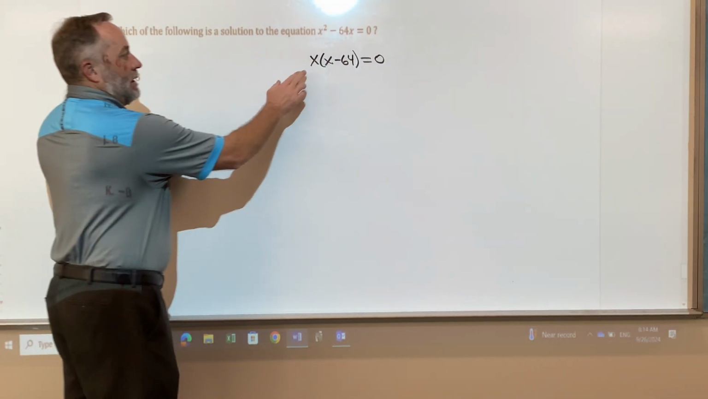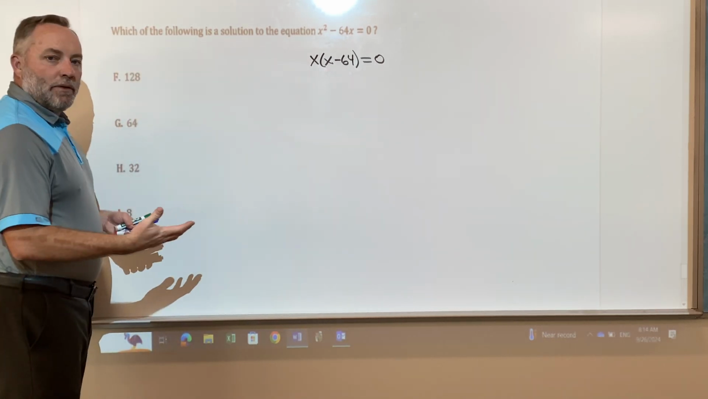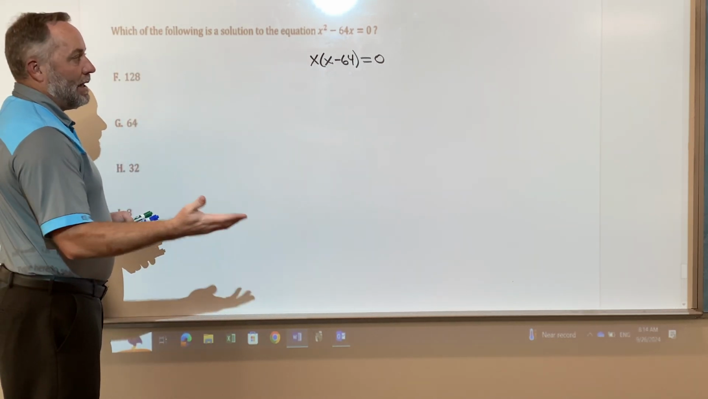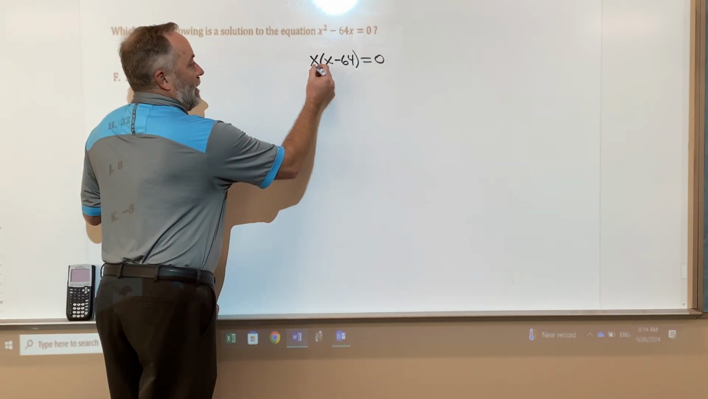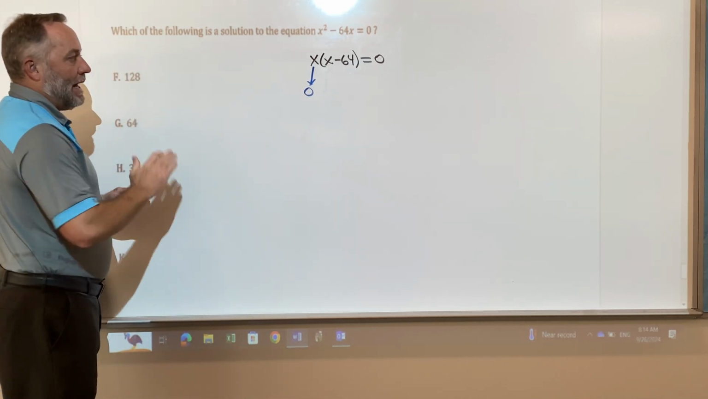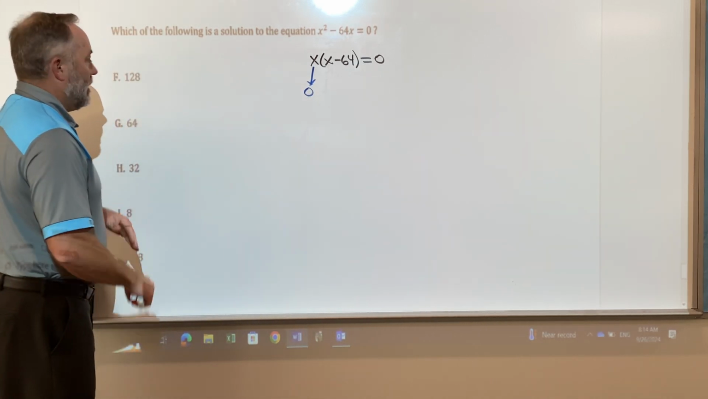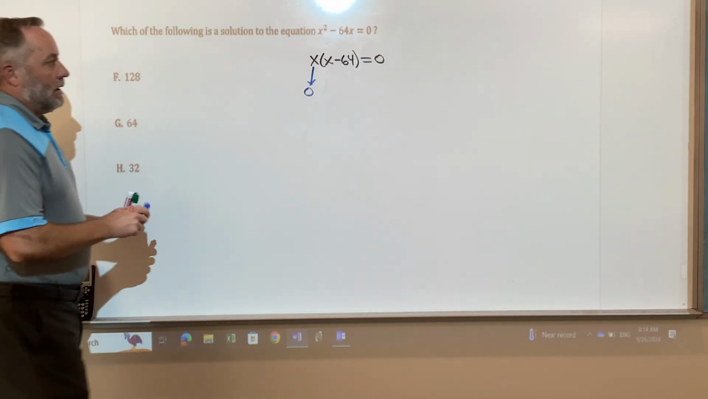So we have two things multiplied, x and x minus 64. If either of those equals 0, then 0 times anything is 0. So the only value for x that will make just x 0 is 0. So that is a solution to this equation. But if we look at our answers, that's not an option. So then we have to look at the other piece.